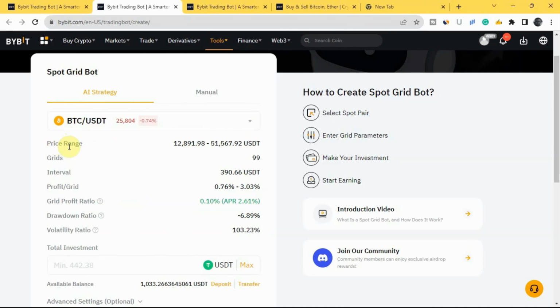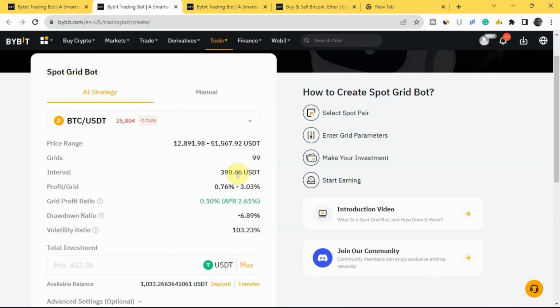And then you can see the price range is 12,891 to 51,567. That means that the trading bot will take trades for us between 12,891 and 51,567. And the number of grids is 99. That is, there will be 99 grids or 99 trades. And then the interval is 390 USDT. This is the interval I was talking about.